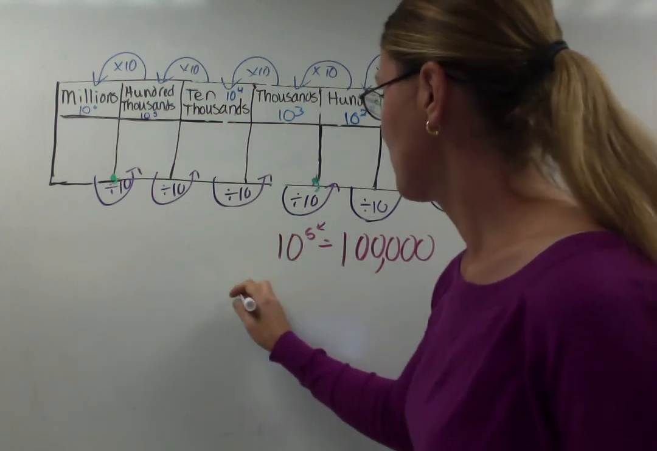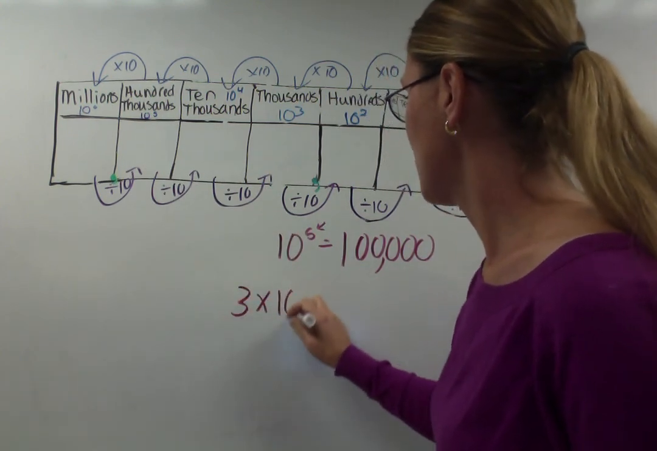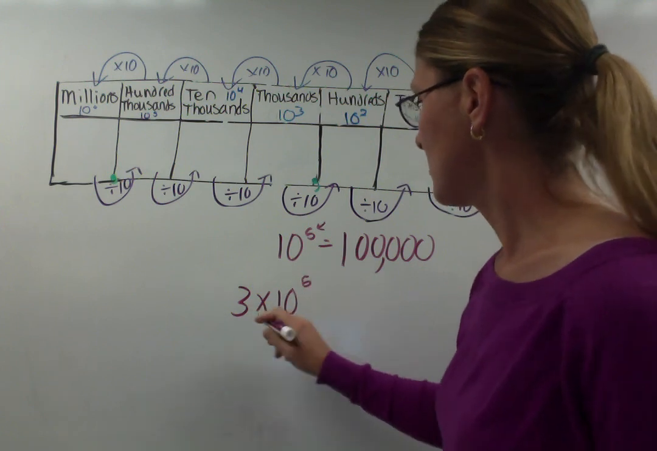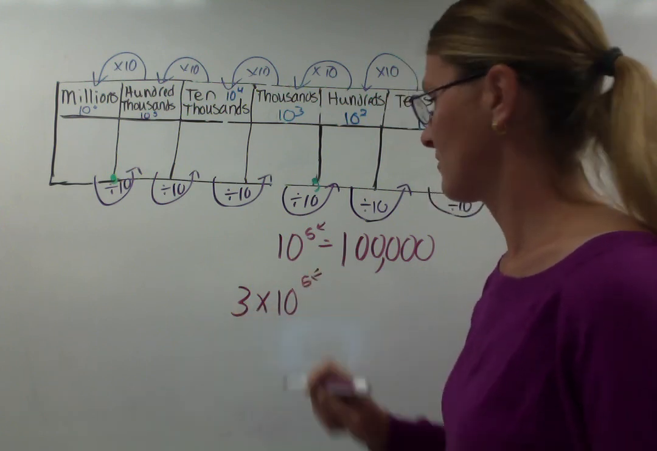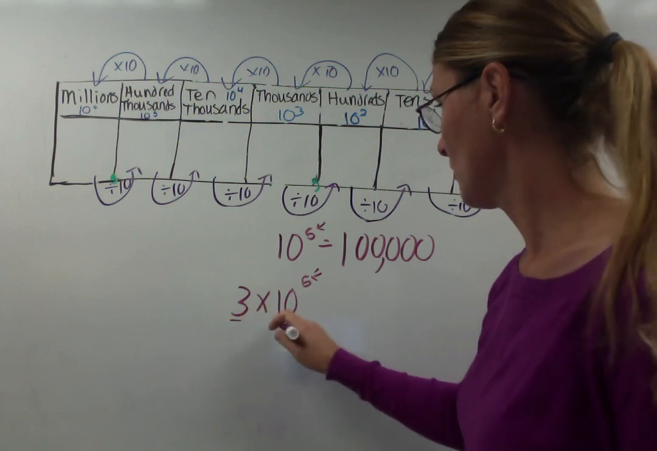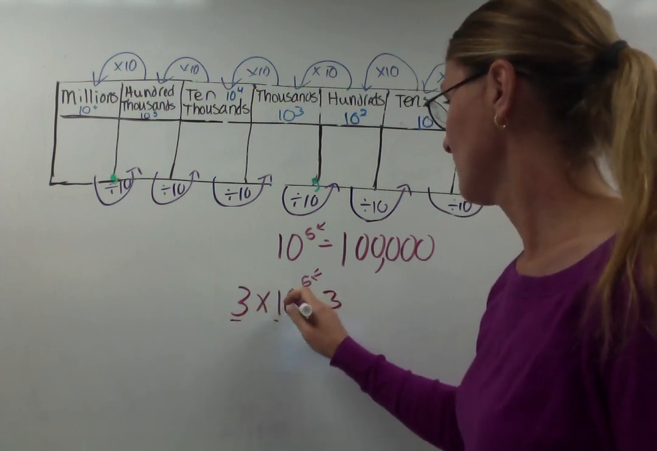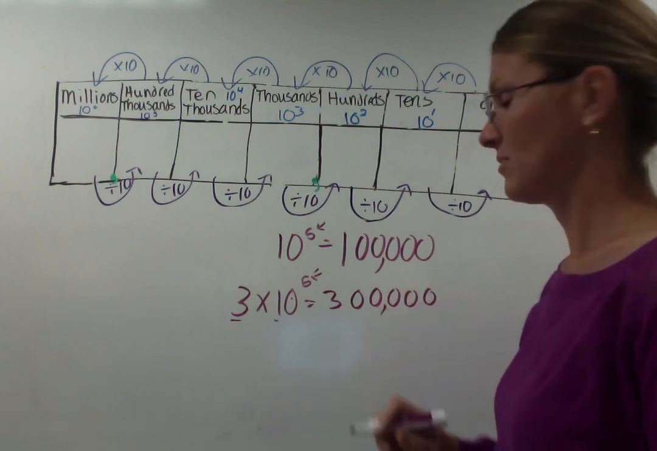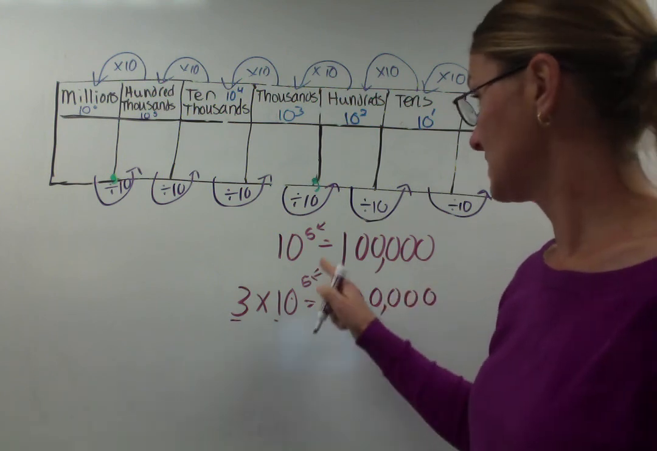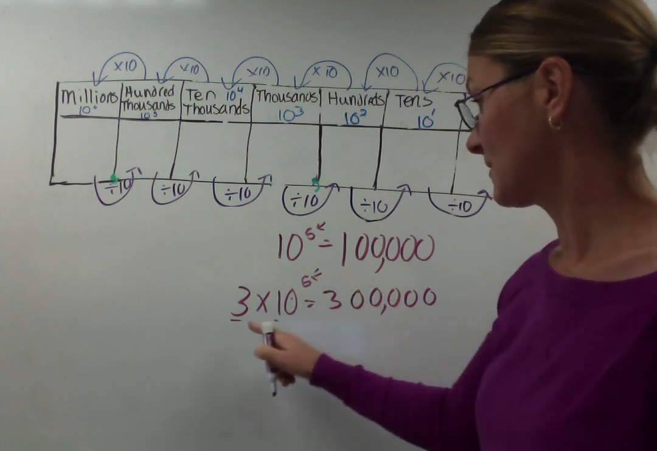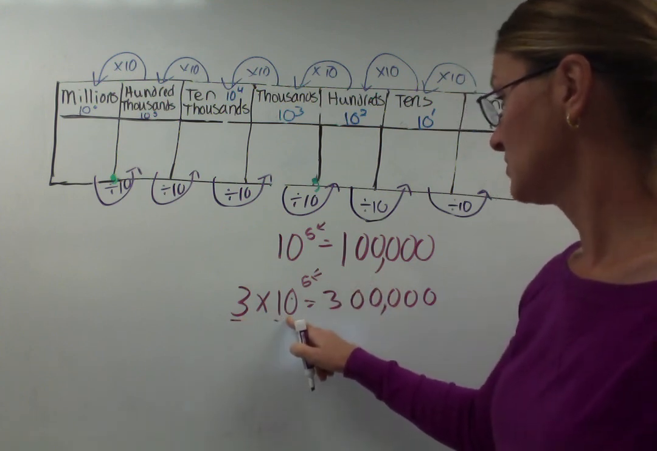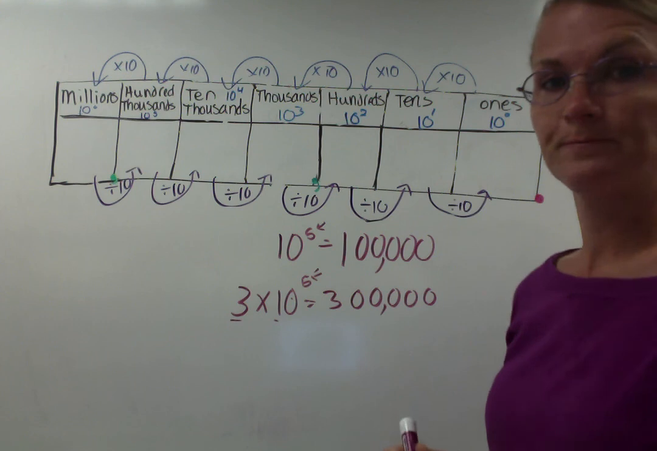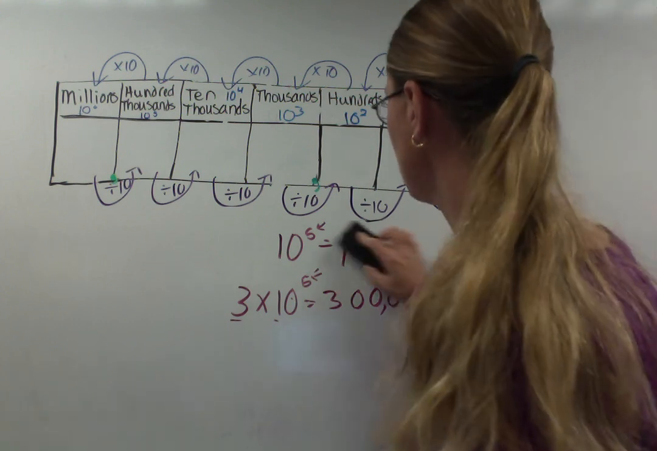So if you were to do 3 times 10 to the fifth, it's going to be a 3 with 5 zeros after it, because 3 times 1 is 3, and then you have the 5 zeros. 1, 2, 3, 4, 5 would be 300,000, which should make sense because if 10 to the fifth is 100,000, 3 times 100,000 should be 300,000. So those are kind of your patterns.